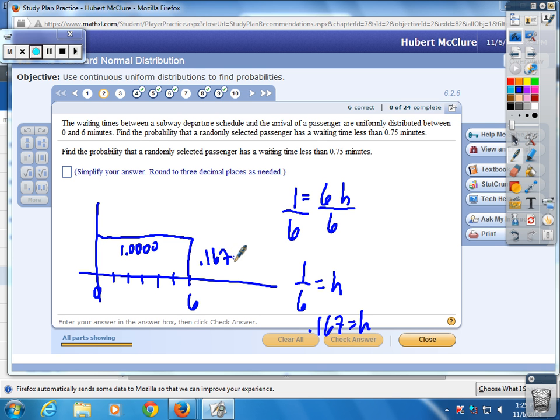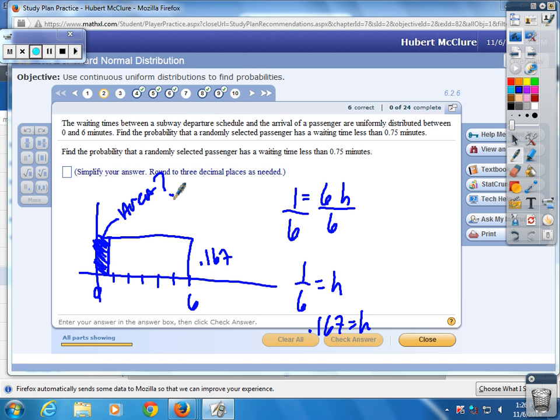And they want to know, find the probability that a randomly selected passenger has a waiting time less than 0.75 minutes. Well, this is 1 minute, right? So 0.75 would be where? Right in here. So they want to know 45 seconds. What's that area?